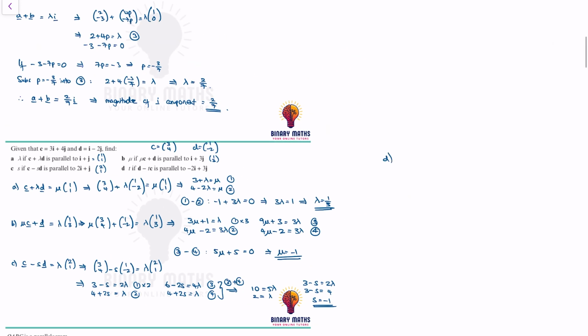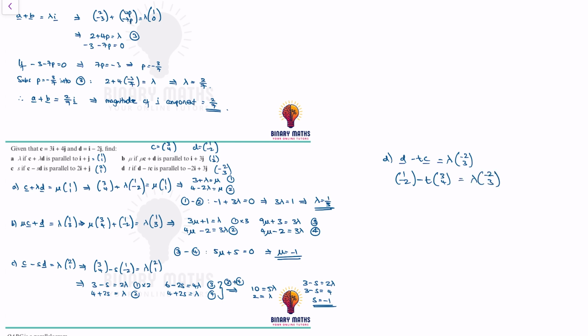Okay, let's do D here. So D minus T times C is parallel to minus 2I plus 3J, so minus 2, 3. So it's equal to lambda times minus 2, 3. That means D, which is 1 minus 2, minus T times C, which is 3, 4, is equal to lambda times minus 2, 3.